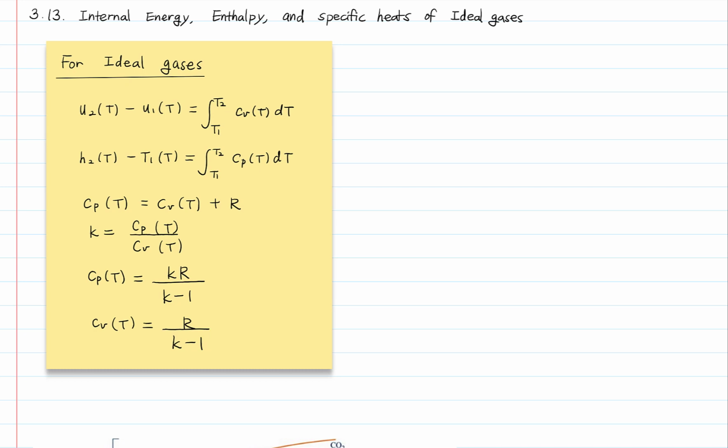Section 3.13 Internal energy, enthalpy, and specific heat of ideal gases. In this section, we are going to introduce ideal gas relations on internal energy, enthalpy, and specific heat. Ideal gases follow Pv equals RT.